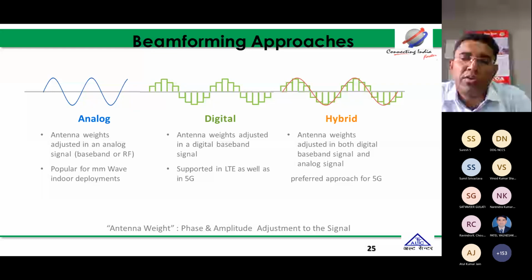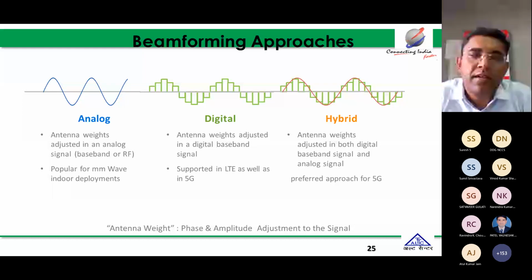In 4G, only digital beamforming is used, where spatial layers, 4 layers and a maximum of 8x8 layers, are possible in the downlink direction. That is because of digital beamforming. But in 5G, they are using both analog as well as digital. That means hybrid beamforming. The preferred approach for 5G is hybrid beamforming.